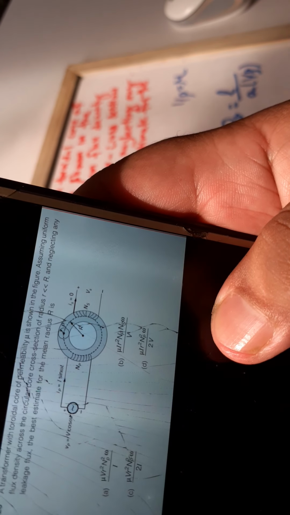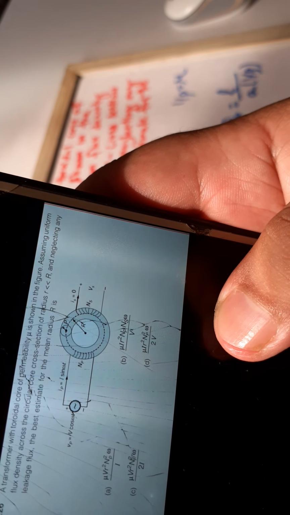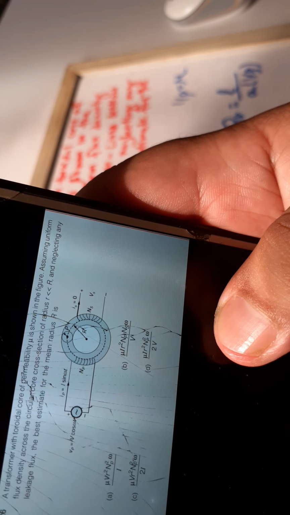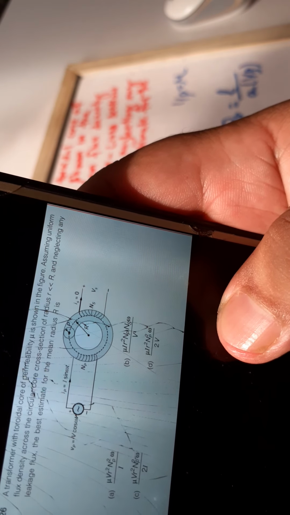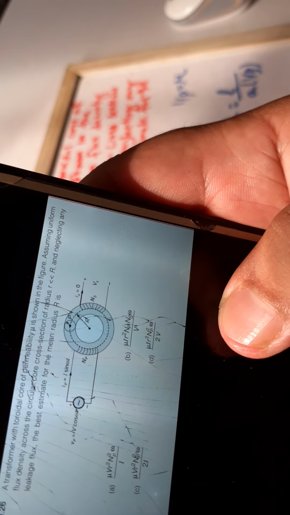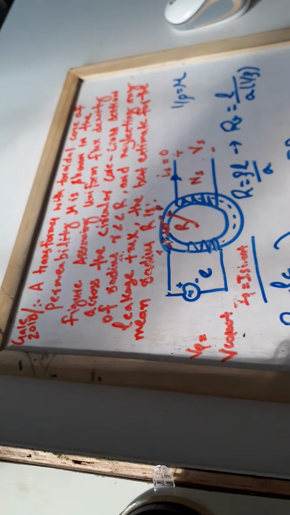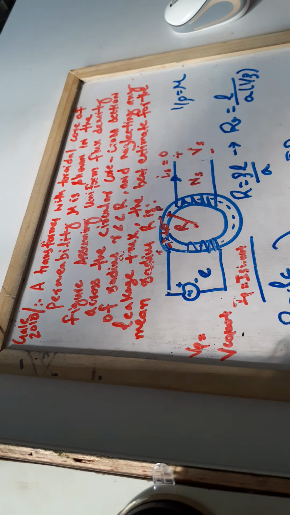This is the question where Vp is equal to V cos omega t. It can be seen Ip is equal to I sin omega t, and r small, capital R, Is is equal to 0, Ns is given, and Vs is given. Now you have to go for this question. So how do we go about these questions?